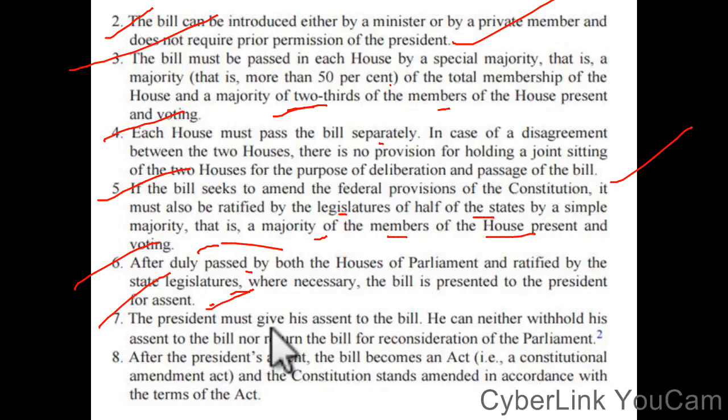The President must give his assent to the bill. He can neither withhold his assent to the bill nor return it for reconsideration of Parliament. After the President's assent, the bill becomes an Act, that is, the Constitutional Amendment Act, and the Constitution stands amended in accordance with the terms of the Act.